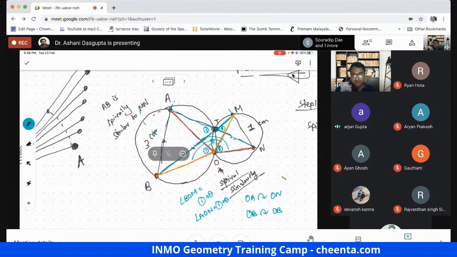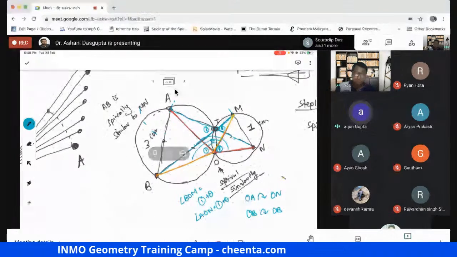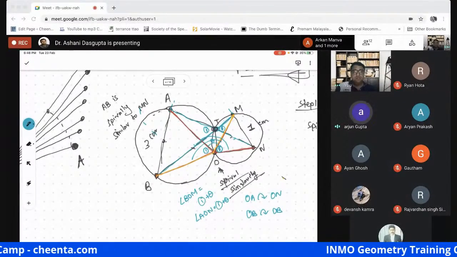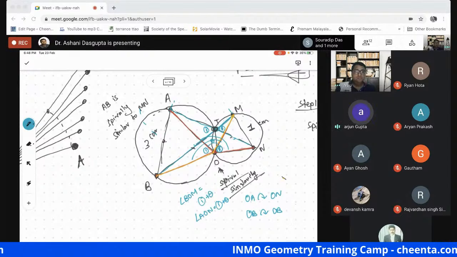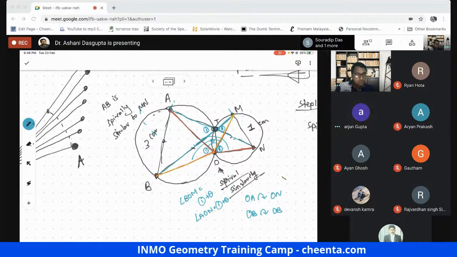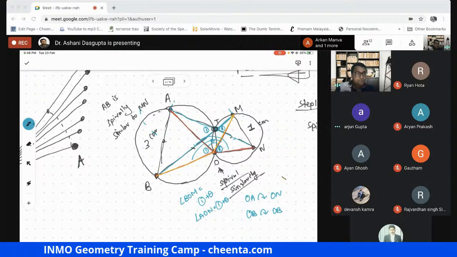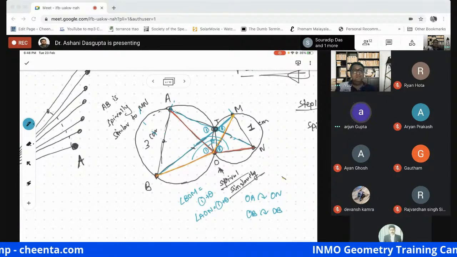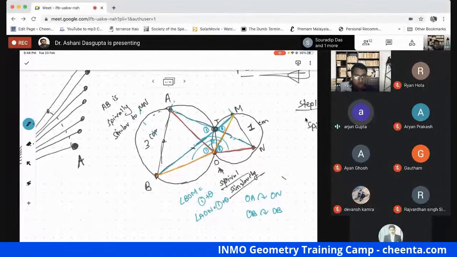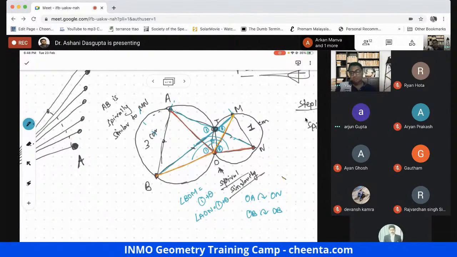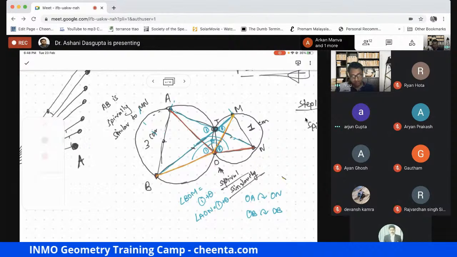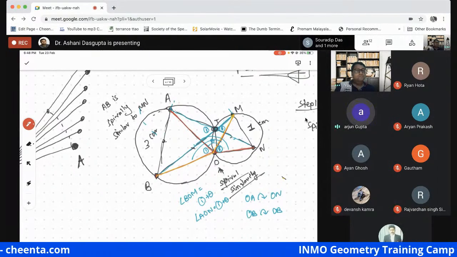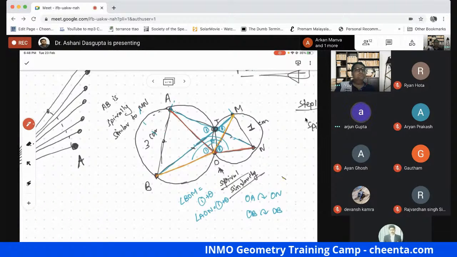Okay, what you do is, sir, go ahead. The thing I think is that I don't know whether it is true or not. Consider a point L on line OA such that the length of segment OL is equal to the length of segment ON. Maybe a point P and Q on ON and OB.